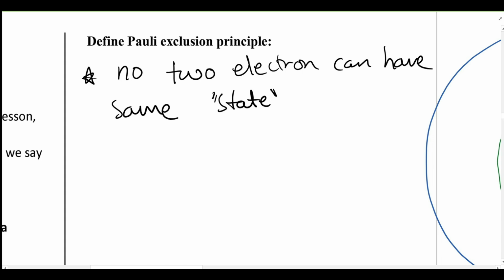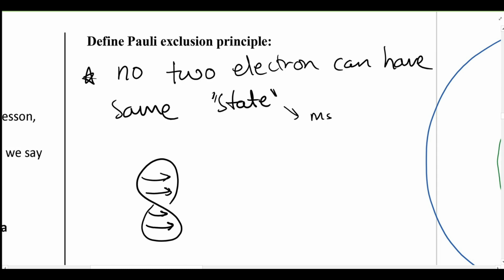This is where the ms value comes in. That is, if we have a state of a 2p orbital, you can have two electrons fit in here. One of them must, however, spin clockwise, and the other one counterclockwise. Right? So it's the same statement: no two electrons can have the exact same state. These two states, the clockwise and counterclockwise, are different because one of them is going to have a plus 1/2, and the other one is going to have a negative 1/2. So they're two different things.